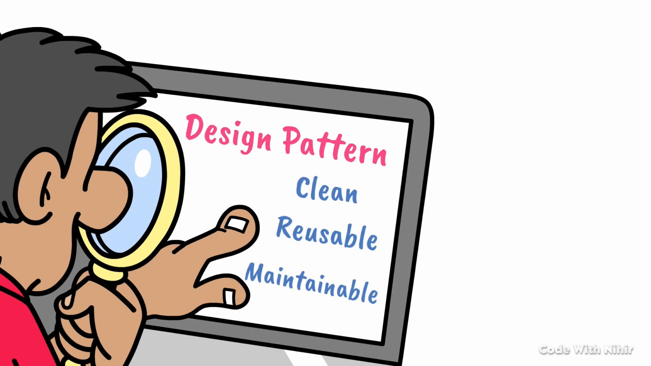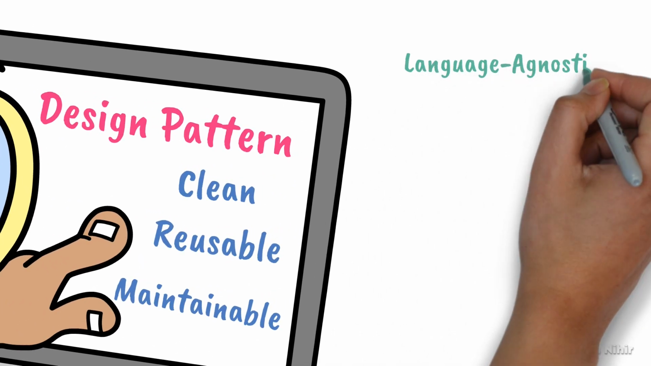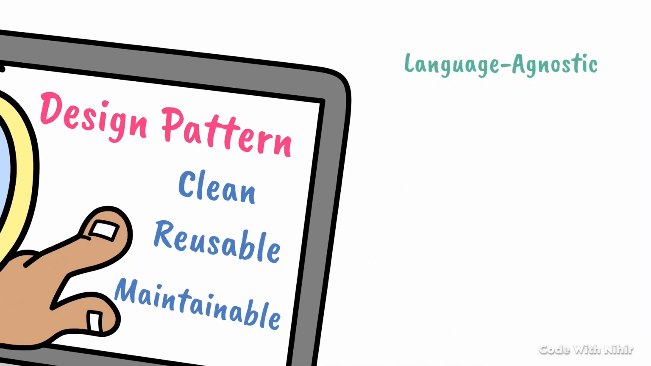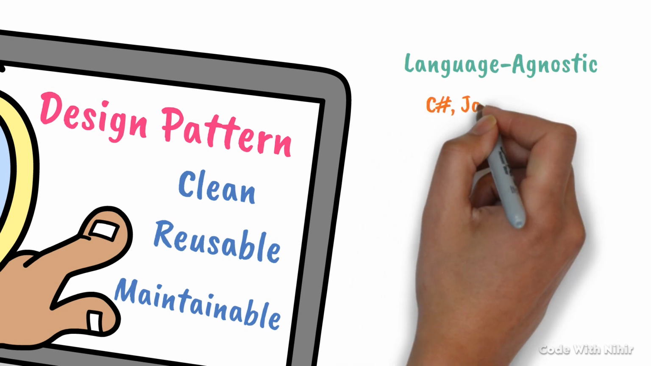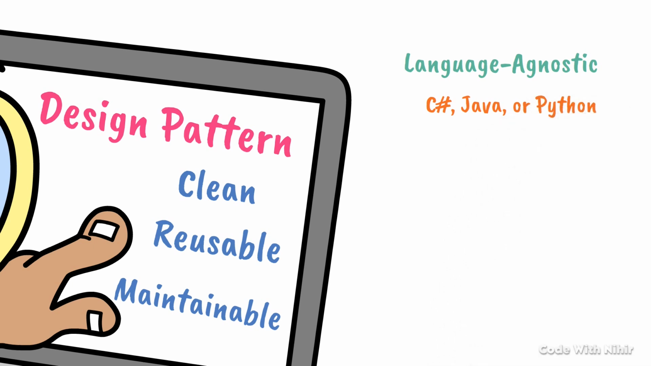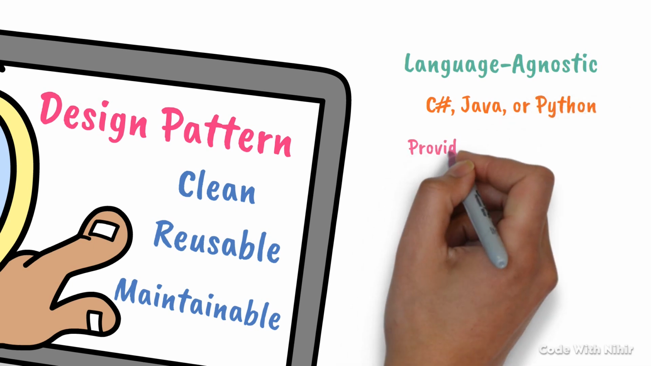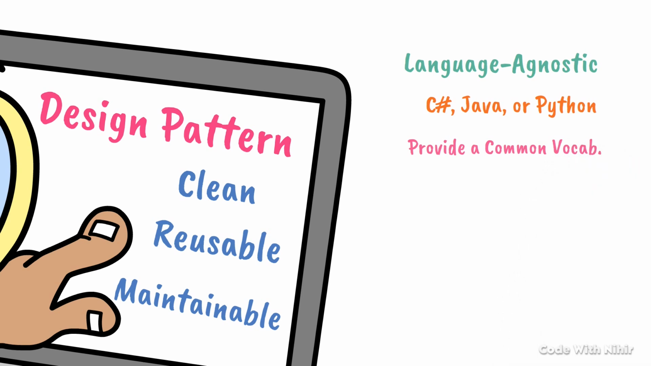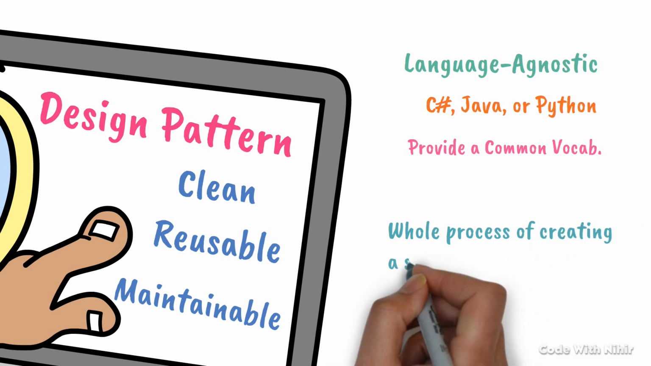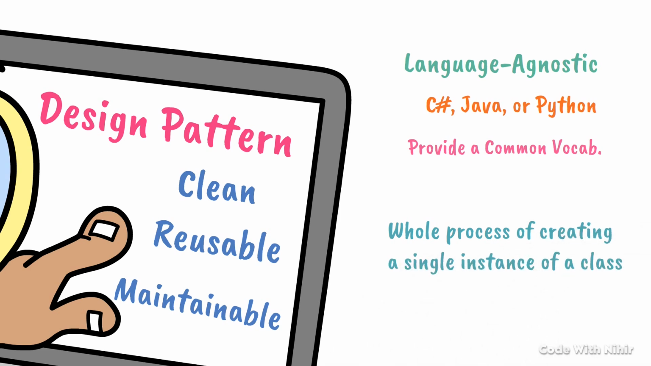And guess what? These patterns are language agnostic, meaning they are not tied to any specific programming language. Whether you are working in C Sharp, Java, or Python, design patterns provide a common vocabulary. For instance, instead of explaining a whole process of creating a single instance of a class, you can simply say, let's use the Singleton pattern. And every experienced developer will immediately understand what you mean.